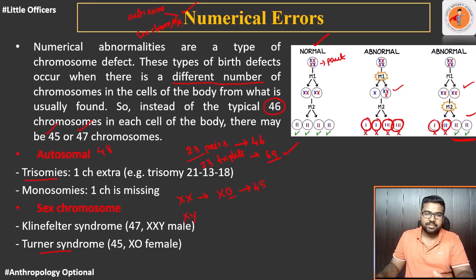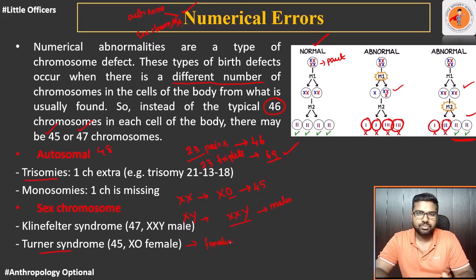Similarly, Klinefelter syndrome, जहां पर XY is the composition in the males, but instead of it, multiple X and Y comes, right? This only comes in males. Please remember, Klinefelter syndrome जो है ये only males में होता है. Similarly, Turner syndrome जो है वो only females में होता है, क्योंकि composition इस तरीके से है. So these are all some of the examples of numerical errors, right?